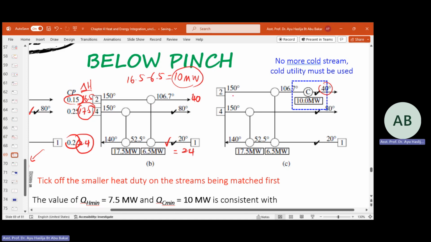Okay, so now you have two heat integrations, stream 4 to stream 1, and stream 2 to stream 1. Then add on one cooler. So stream 2 now has enough delta H. Okay, so you have met your T target. Okay, up to that?